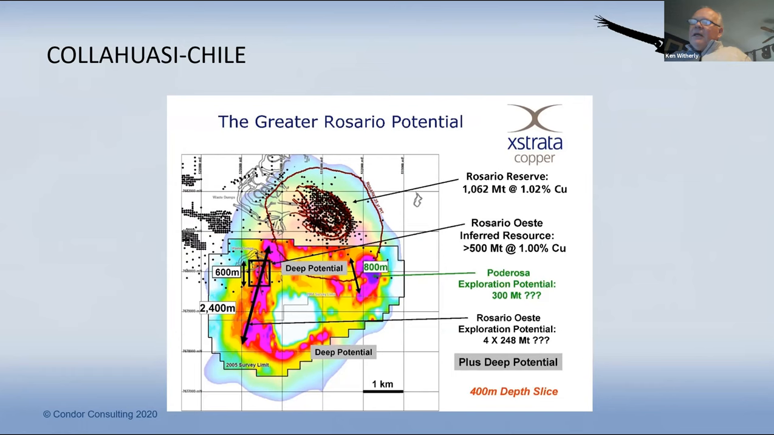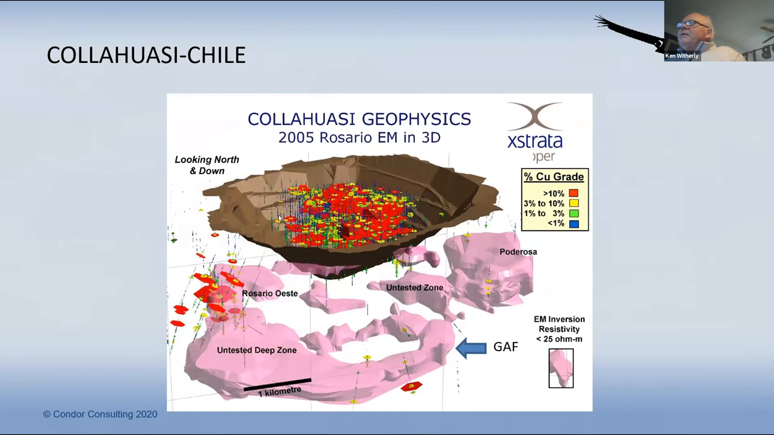Here's a 3D perspective model of it. And there's enough drilling done over here. You can see the direct relationship between this conductive zone, this annulus. Here's the porphyry system. I have to label the whole thing as the gaff. It just doesn't belong there.